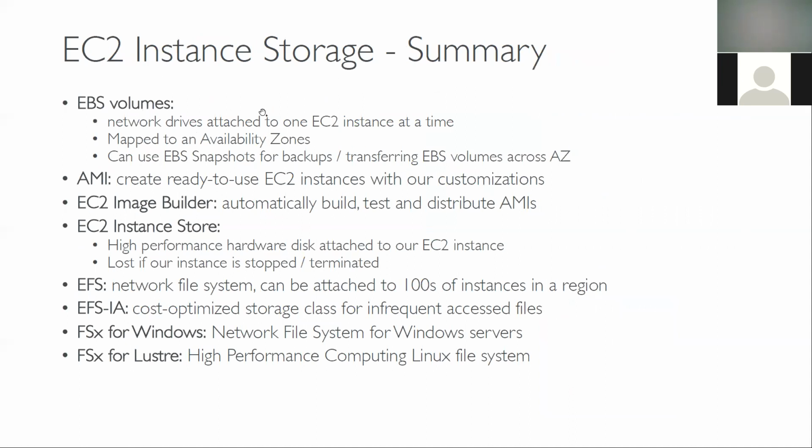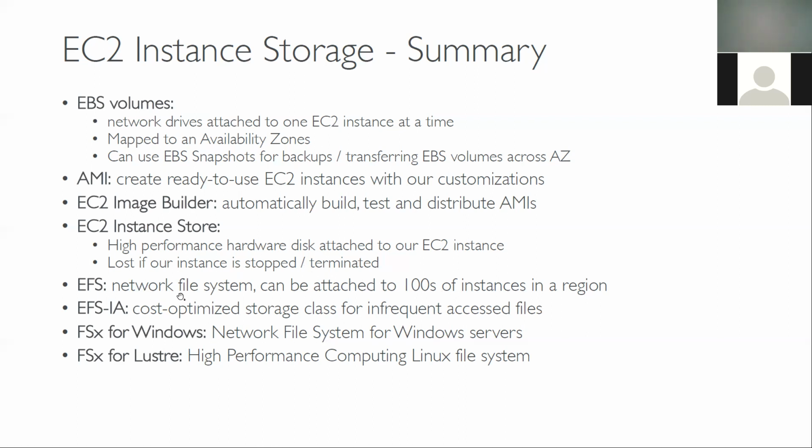To summarize instance storage: EBS is a network drive that can be mapped to the same AZ. Don't be confused: it's tied to one AZ, but you can create a snapshot and transfer it to a different AZ. An AMI is a ready-to-use instance; Amazon just copies and saves it to your drive. There's also Image Builder, so you can build your own AMI. There's also instance store, to select high-performance disks, and the data is lost if the instance is terminated.